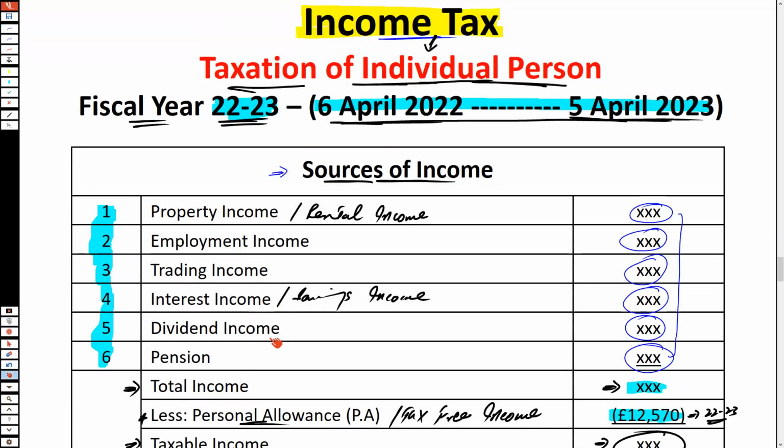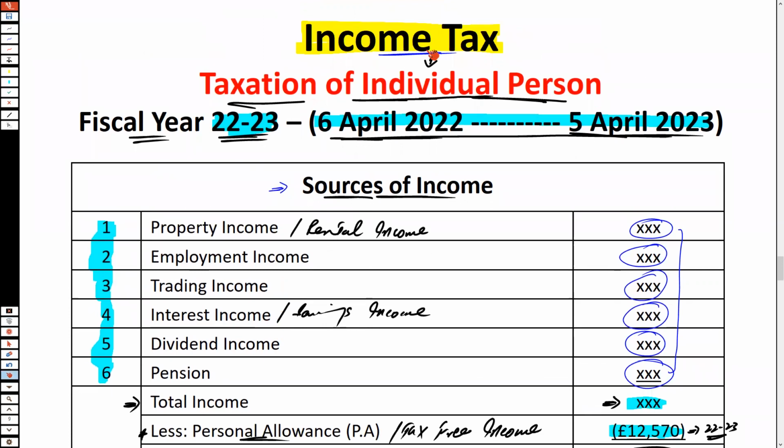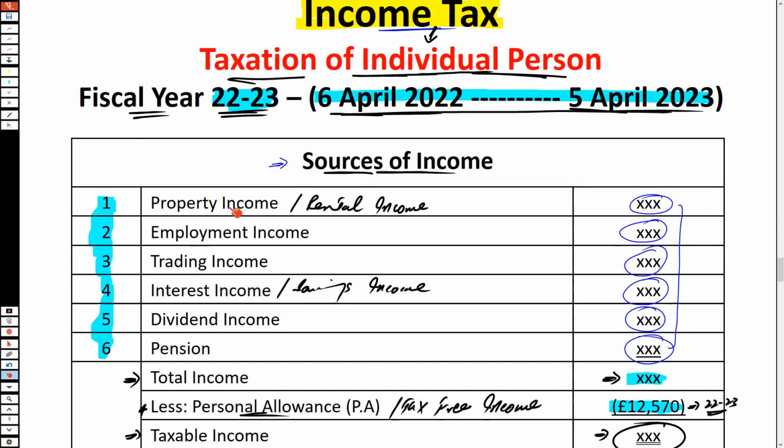I repeat how we have to deal with income taxes. For the taxation of an individual person, we should know about the sources of income. It's not necessary that in any question all 6 sources are available. There could be any one single source, any two sources, any four sources, or all 6 sources of income. It's not necessary to have all of these 6 sources of income for each individual person.